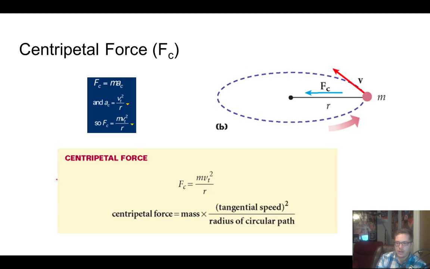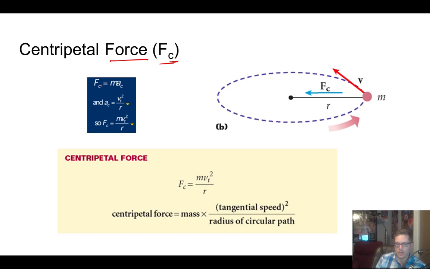Now, finally, we know that because of Newton's second law, anytime we have an acceleration, that's always caused by a force. We call this force that's causing a circular motion the centripetal force, and Fc is the symbol for it, centripetal force. And so here, this blue box is them deriving it. You don't really need to understand this too much.